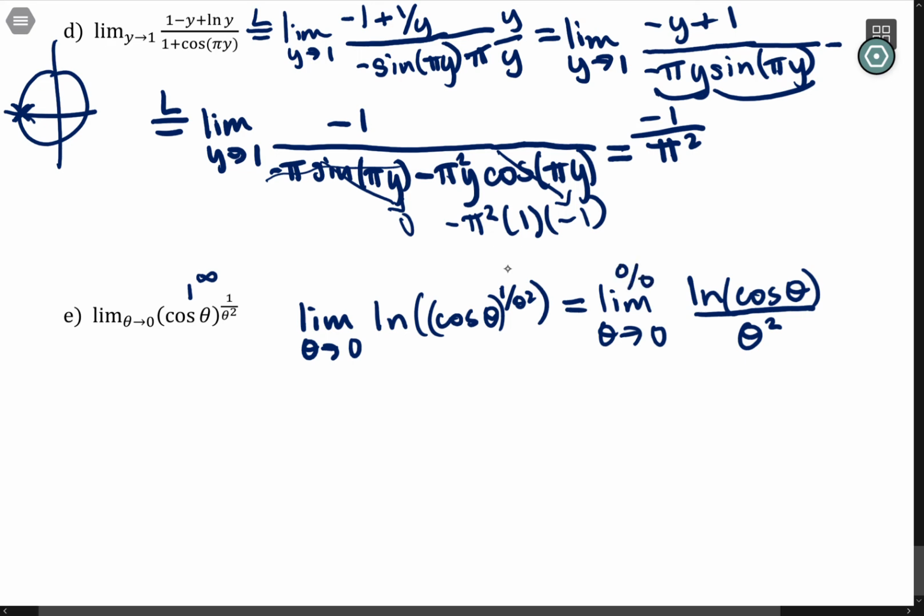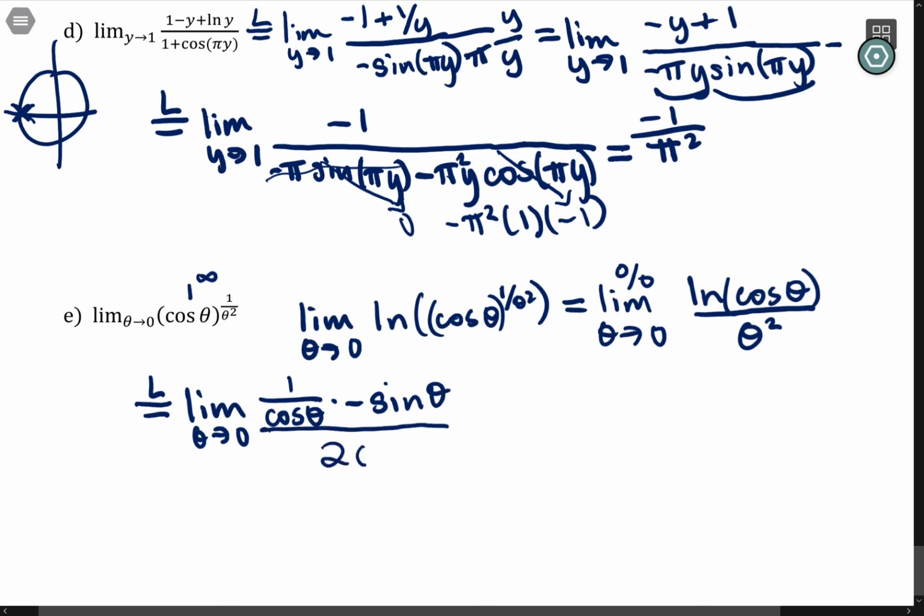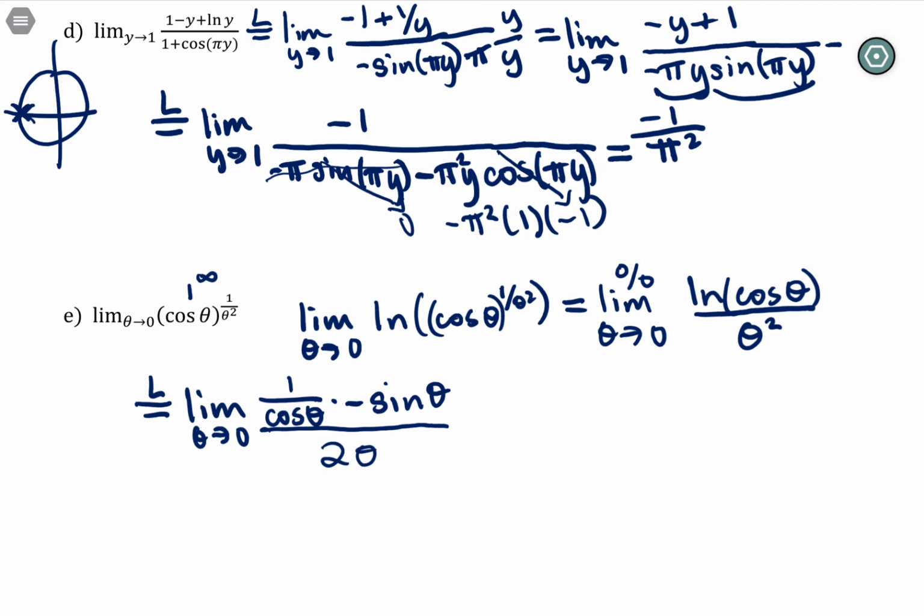And I can apply L'Hopital's rule, and I get the limit as theta goes to 0. Derivative of natural log of cosine theta is going to be 1 over cosine theta times a minus sine theta. And then on the bottom, I'm going to have a 2 theta. This is still looking like a 0 over 0. The bottom's definitely 0, and in the top, the sine of 0 is 0.